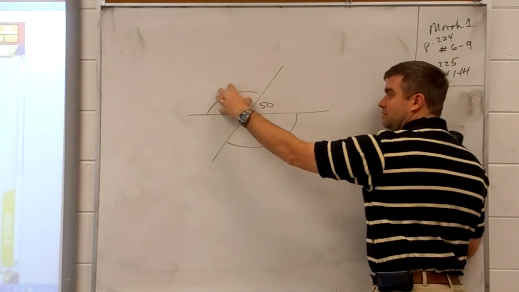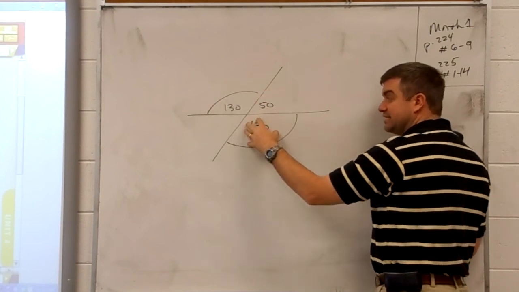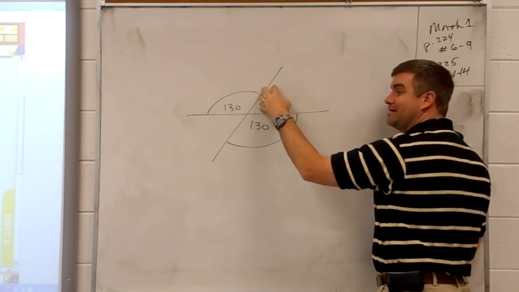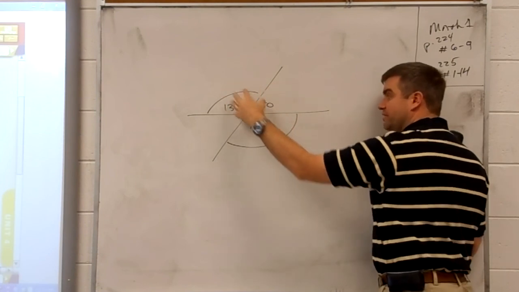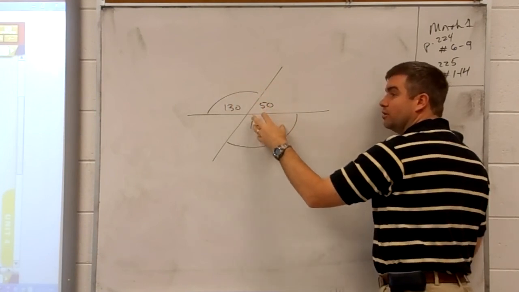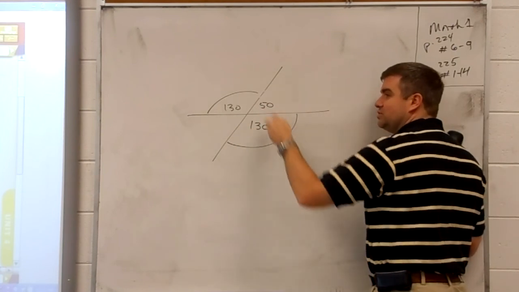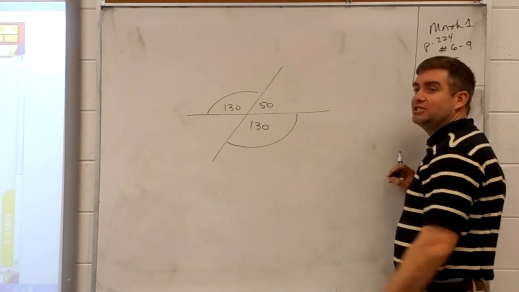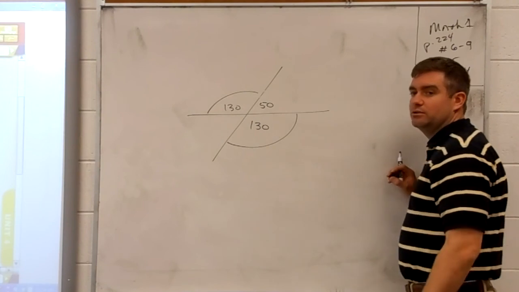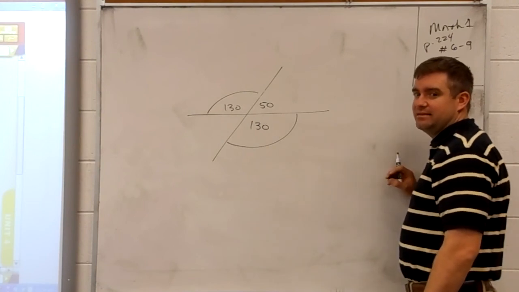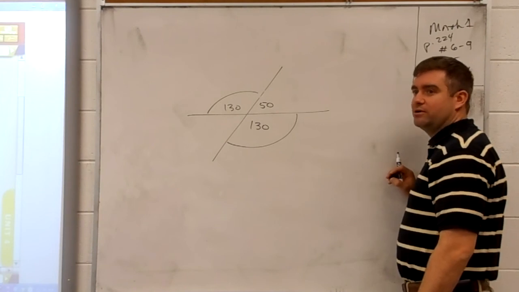This angle is supplementary to this angle. This angle is supplementary to the same angle. Therefore, these two angles have to be congruent. We have another name that we're fixing to get to that these two angles are. What is the relationship between these two angles? Starts with a V. They're vertical. Vertical angles are congruent.